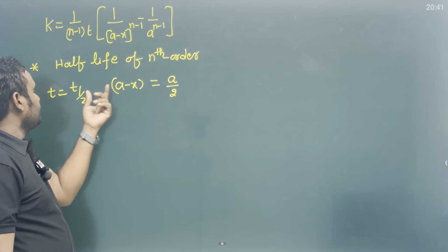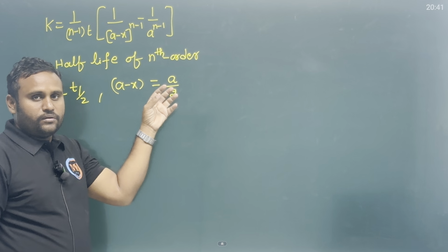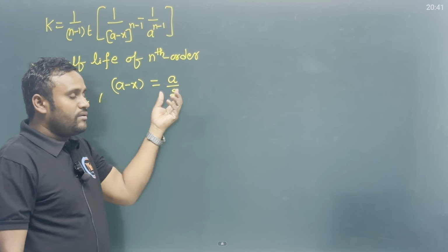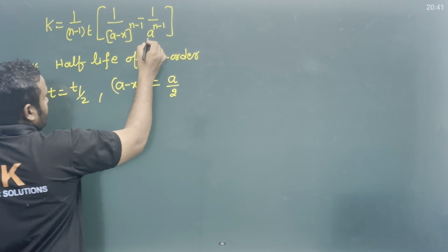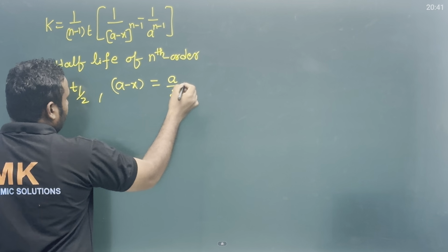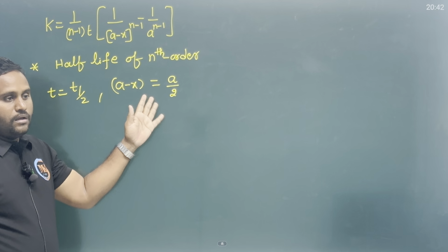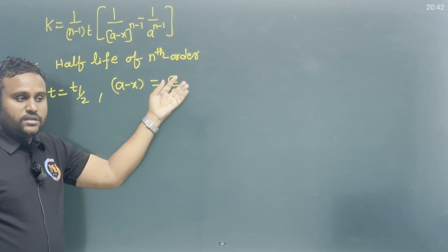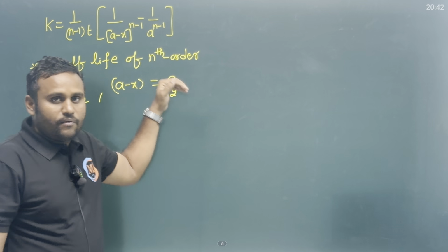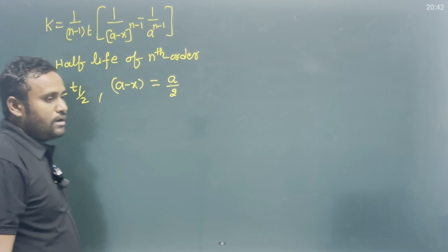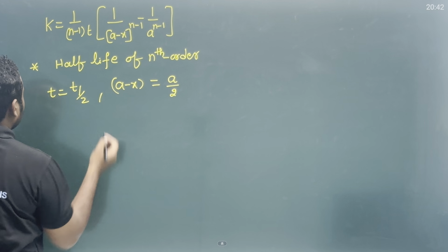So here, what does half life mean? The time required for conversion of half of the initial concentration. Okay, so here we take the initial concentration as a, and a by 2 means half of the initial concentration. The time required for consuming half of the initial concentration is called the half life of the reaction. Okay, now let us substitute these values in that equation.